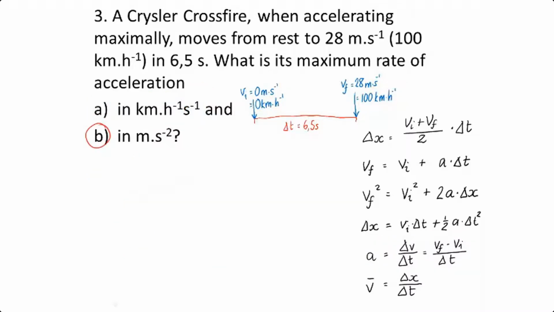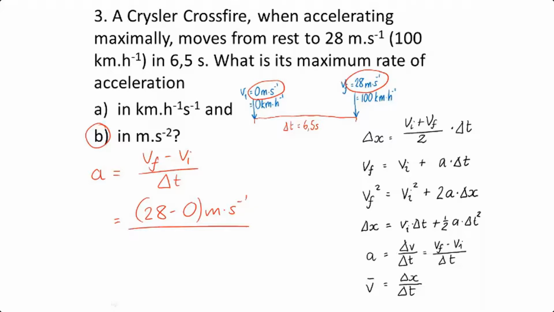Now B, we have to find the acceleration, which is final velocity minus initial velocity over delta t in the unit meters per second. So we're going to use final and initial in that unit. 28 minus 0, this is in meters per second, divided by the time it took to make that change, 6,5 seconds. 28 minus 0, of course, is 28, divided by 6,5 gives us 4,31 meters per second squared. Make sure you don't write meters per second, meter dot second to the minus 1. It must be meter dot second to the minus 2, because this is acceleration's unit.